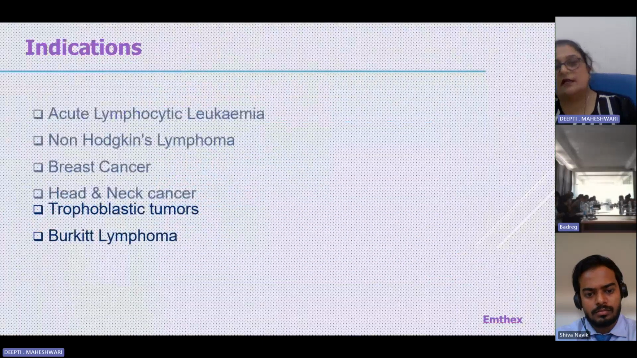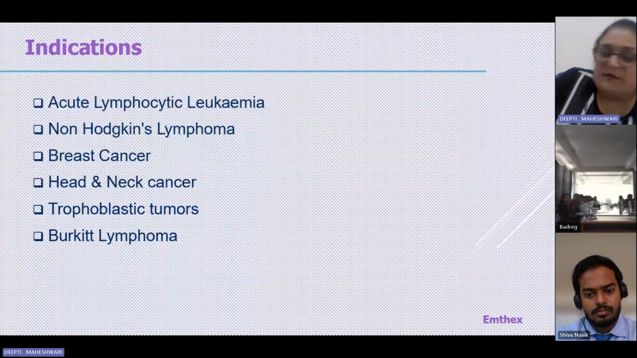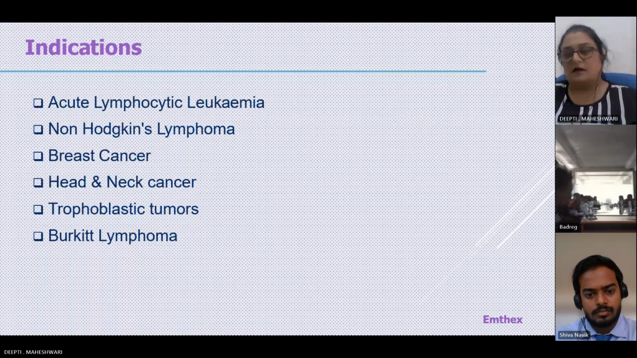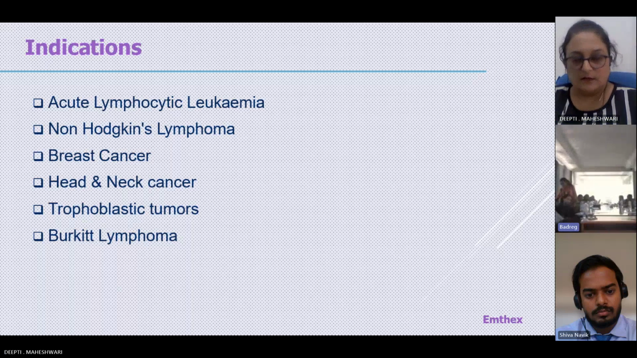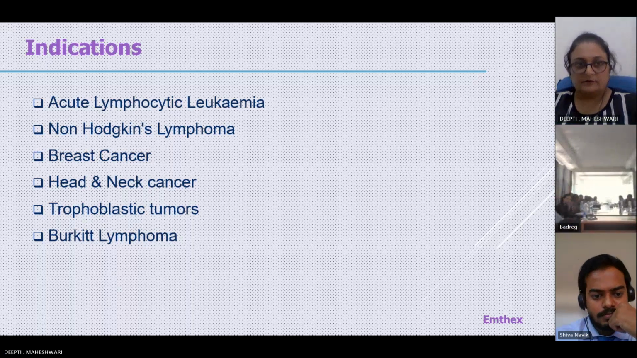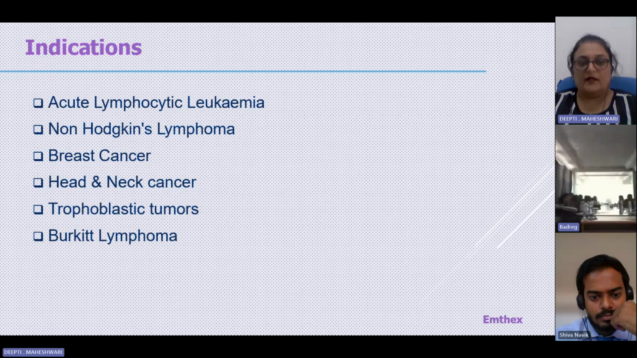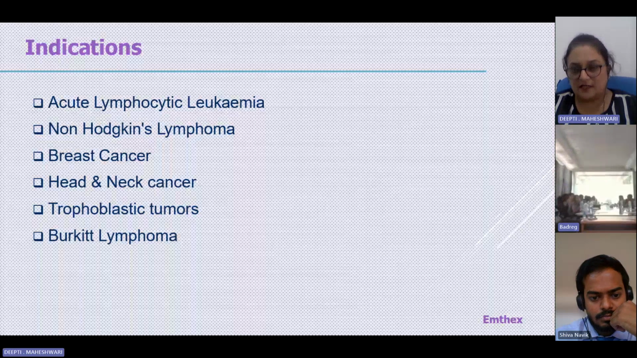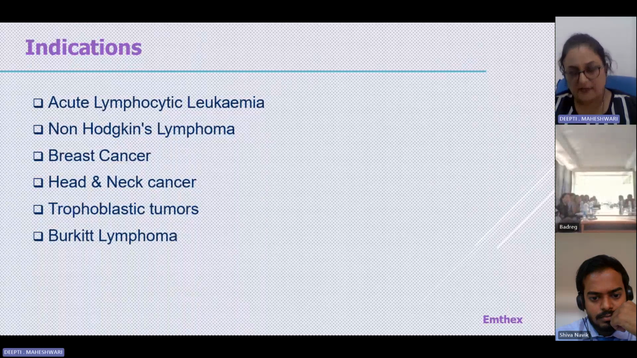See, the indications are here. Tell me, medical oncologist will see which indications? Come on, the indications are on the screen. Which indications? Medical oncologist, breast cancer, correct?